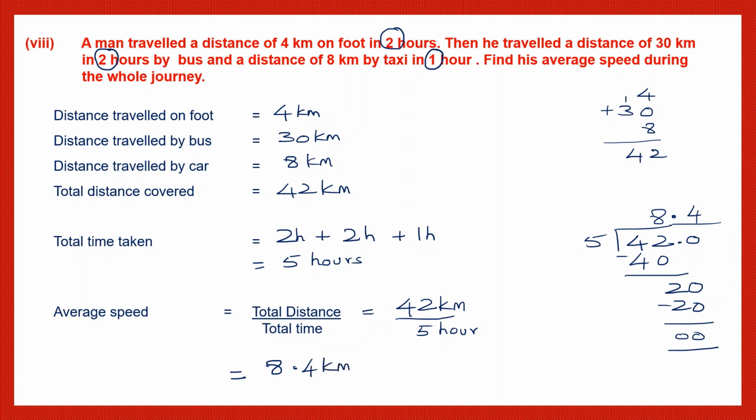Distance is in kilometers, time is in hours. So speed is 8.4 kilometers per hour. So the final answer is the average speed taken by this man is 8.4 kilometers per hour.